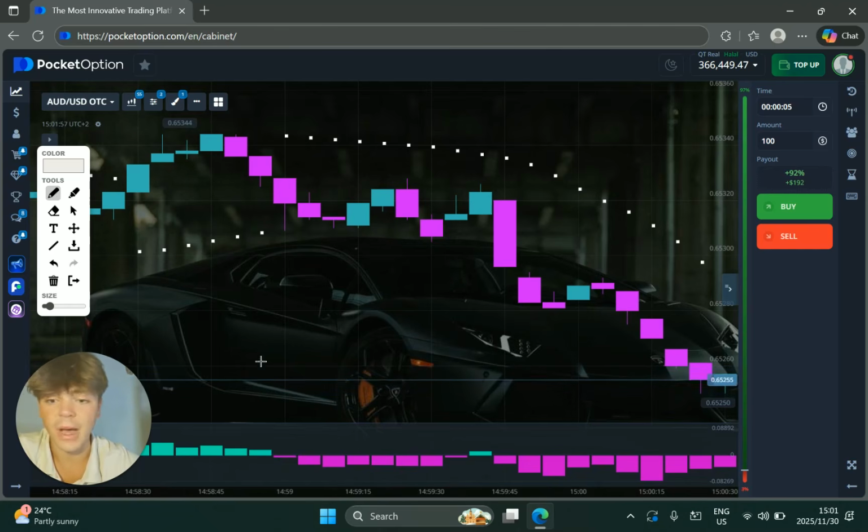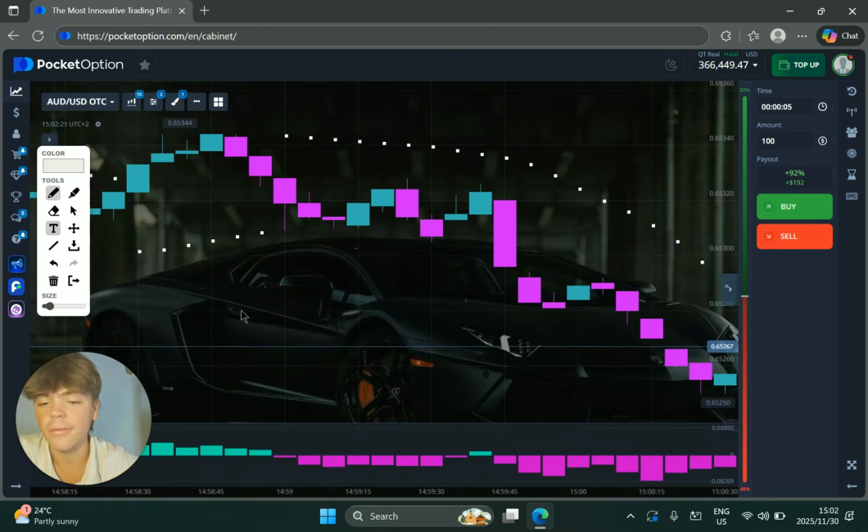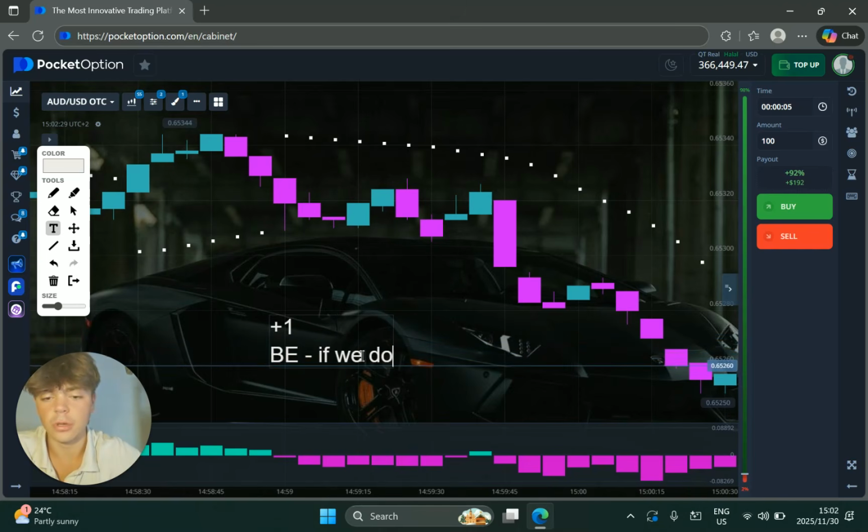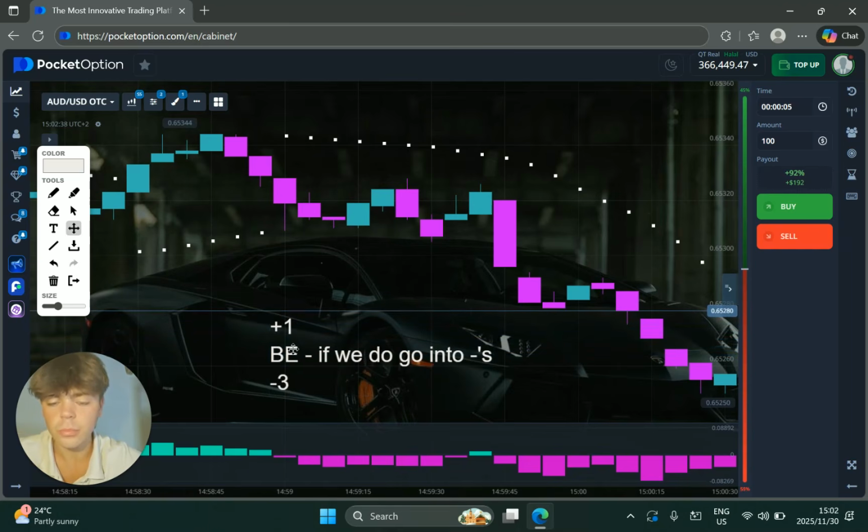If the bars at the bottom are providing us with the same direction, so because we're trying to sell, if we're below these dots, we're trying to get bars that are below this middle line, and as we see here, we start getting dots there, so we start getting bars there and also there. So now we know we can start selling. We need to aim for +1 off of our first trade, a break even if we do go into the negatives, or if we do manage to reach -3, we will get out.